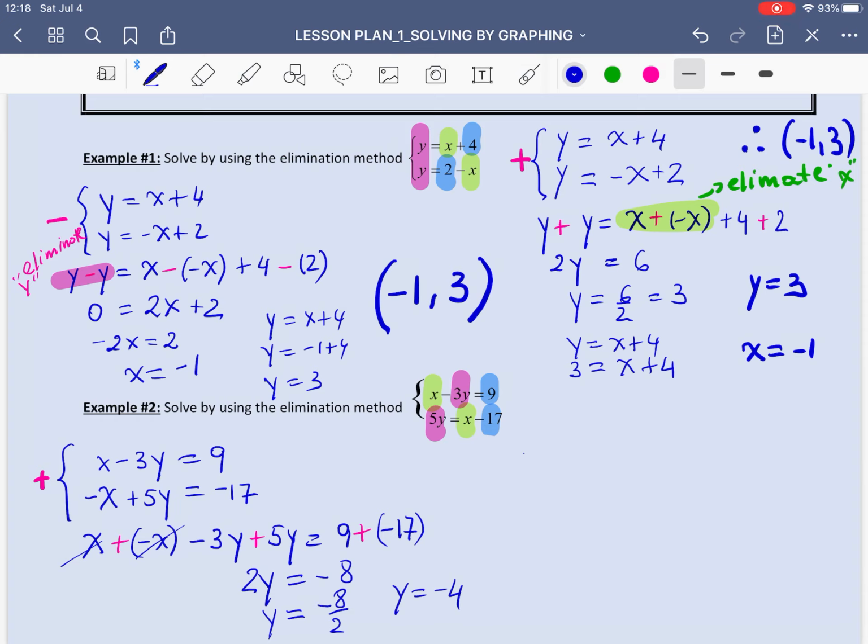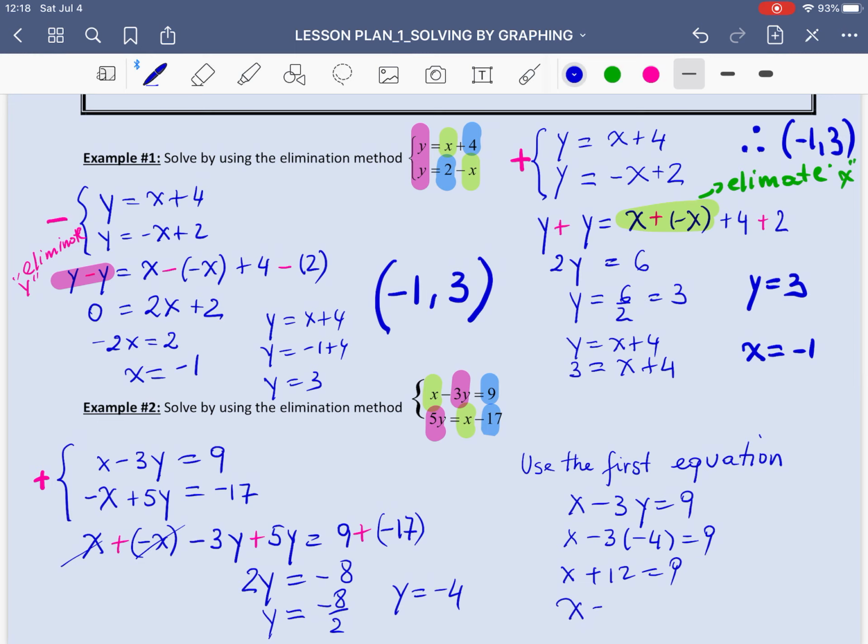How about x? I'm going to use the first equation. x minus 3y equals 9. And I will substitute y of negative 4 in there. So x plus 12 equals 9. x equals 9 minus 12. So that would equal negative 3. So we're going to say that the solution to this system is x negative 3 and y negative 4.